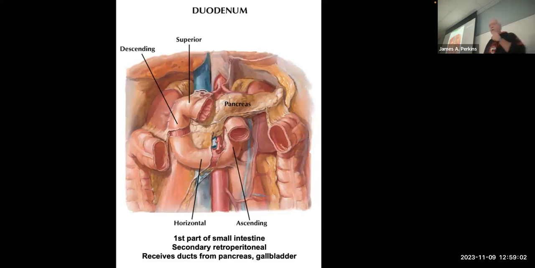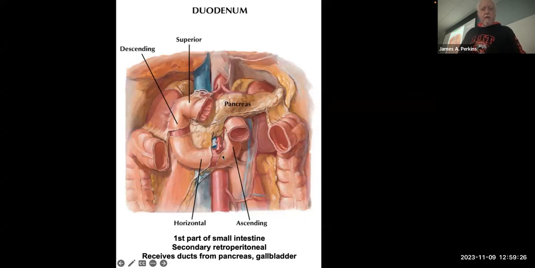The next derivative of the gut tube, basically going from head to toe, the next structure that food would flow into is the duodenum. The duodenum is sometimes illustrated as just being kind of C-shaped, but it's not really C-shaped. I like to think of it as looking more like a big capital letter G. And it's actually more kind of squared off.